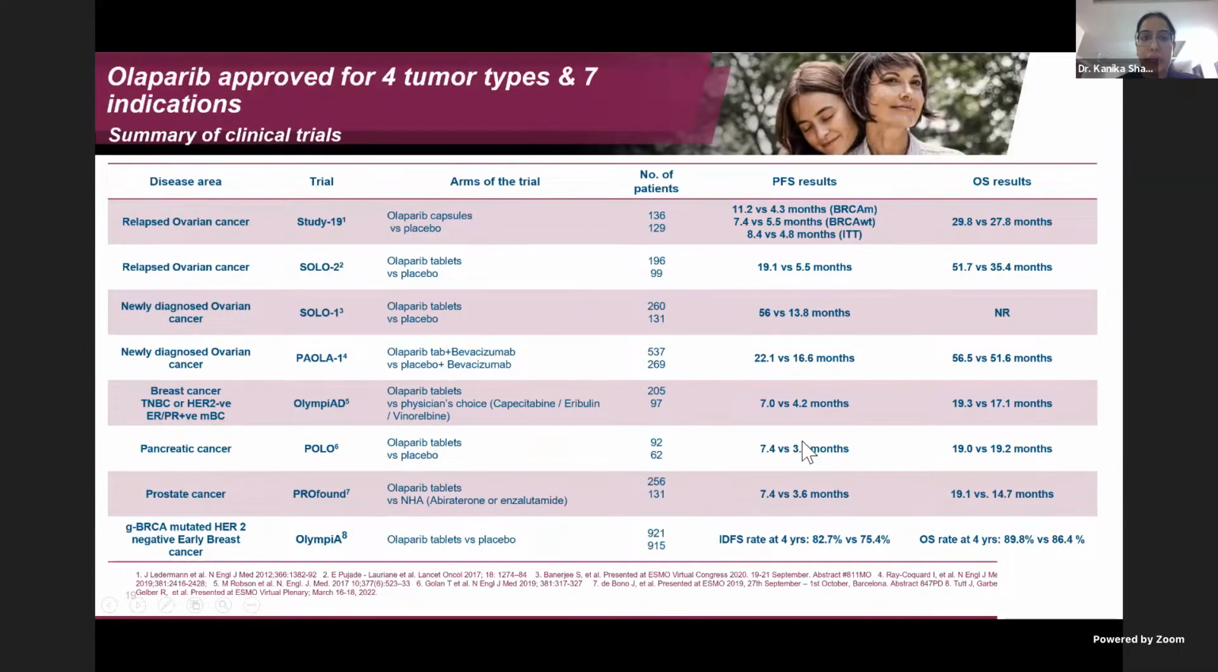Currently they are approved in 7 indications in 4 different tumor types. We have different trials: SOLO 1 and PAOLA 1 in the newly diagnosed setting, SOLO 2 and Study 19 in the relapse setting, then OlympiAD and OlympiA in breast cancer in the early stage and the metastatic stage, and POLO and PROfound in pancreatic and prostate cancer respectively. As you can see, in all of these studies, even the OS data is remarkable, as we can see with the PFS data. Usually if there is a significant PFS benefit, we don't look for the OS data, but even with the long-term follow-up, there are OS results with olaparib.